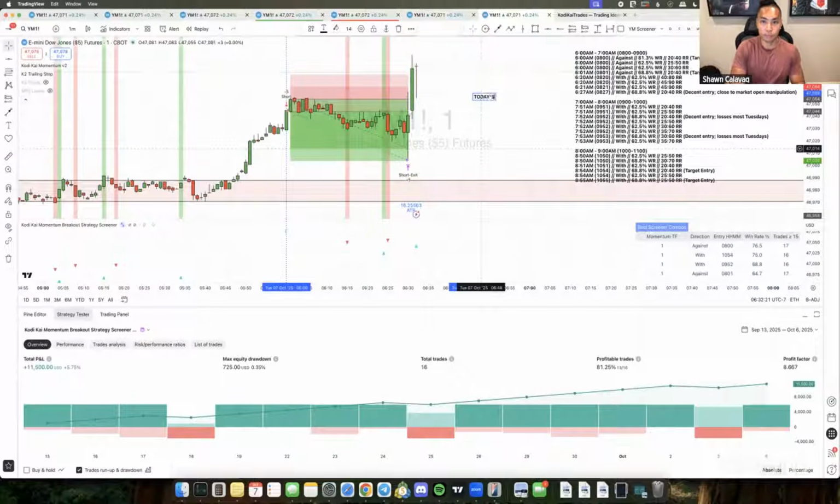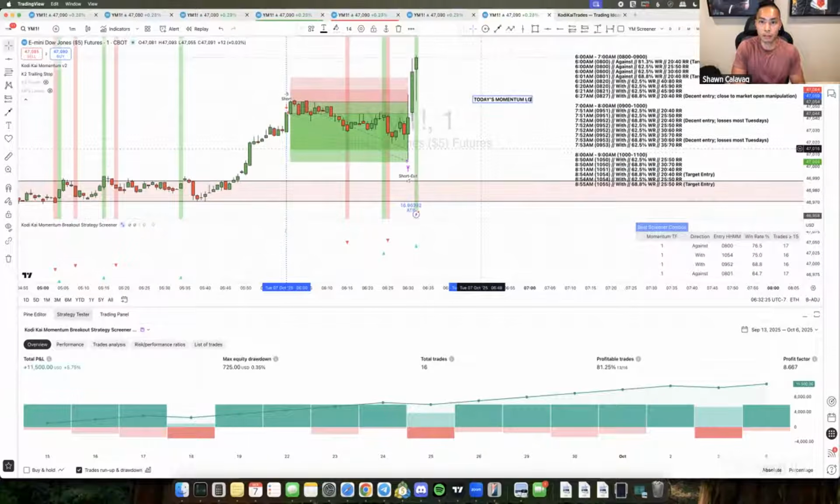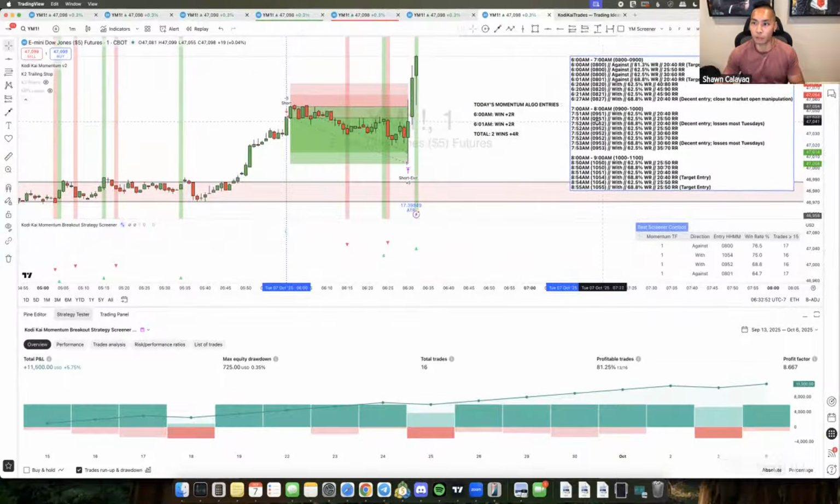Today's momentum algo entries. So we got the 6 o'clock AM, which was a win, plus 2R. 6:01 AM, win, plus 2R. So we're currently up 4R right now. Two wins, plus 4R. Not bad. Not bad for pre-market, right?